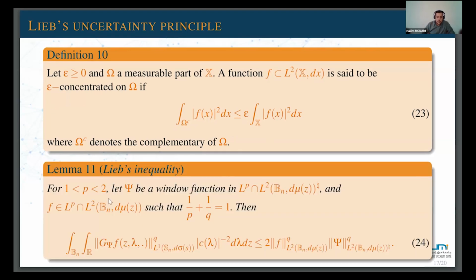We have the first lemma of the Lieb inequality. For p between 1 and 2, psi a window function in L^p and L^2 on the unit ball, and f a signal in L^p and L^2, where q is the conjugate of p, we have this inequality. We can control the integral of G_psi f by these two norms.